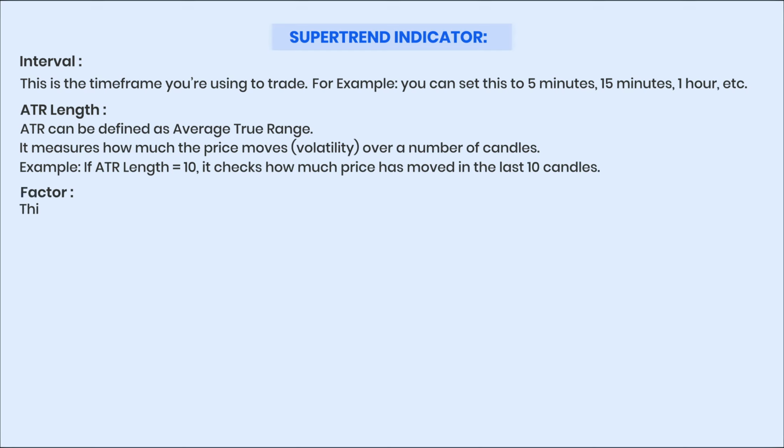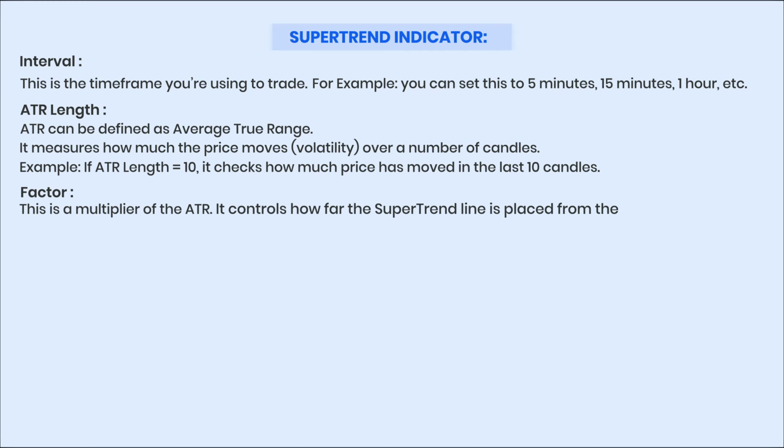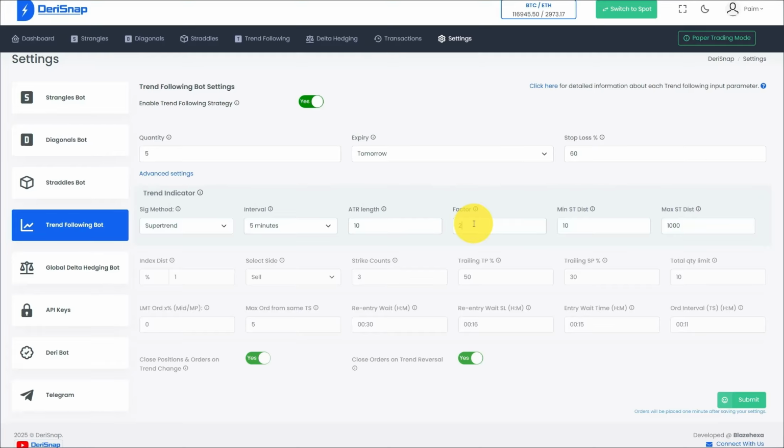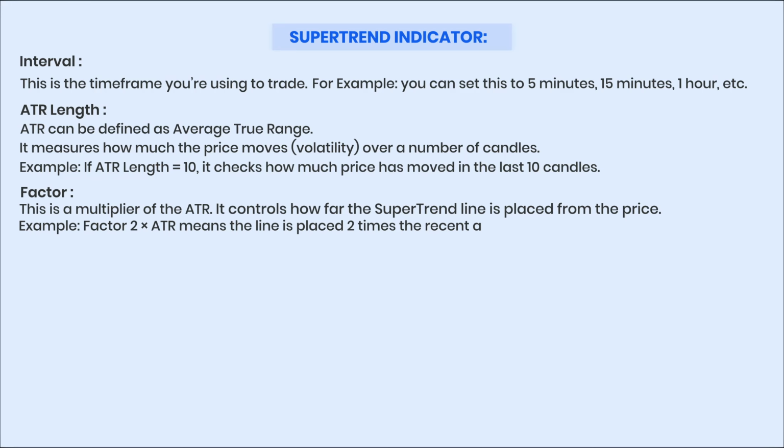Factor. This is a multiplier of the ATR. It controls how far the SuperTrend line is placed from the price. Example, factor 2 times ATR means the line is placed 2 times the recent average movement below/above price.